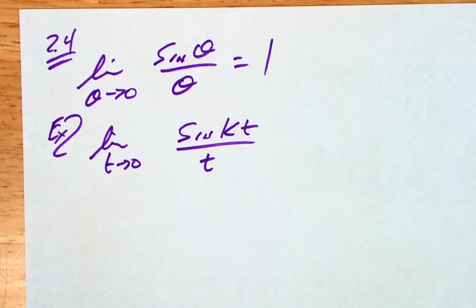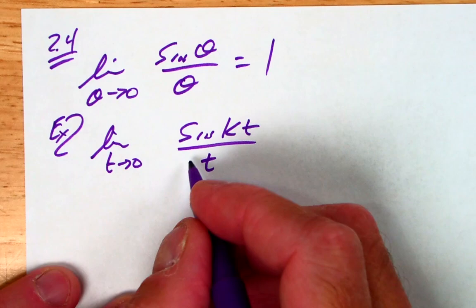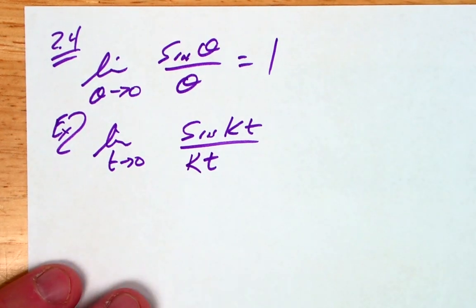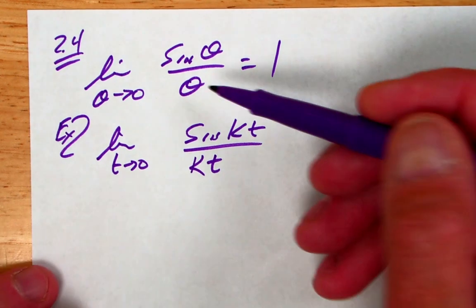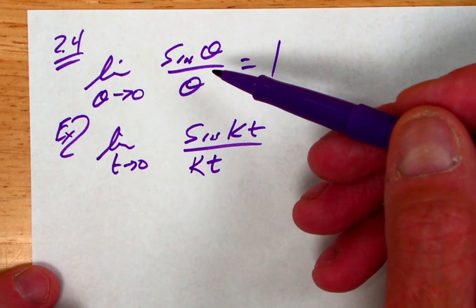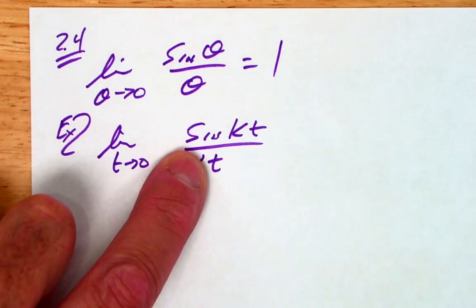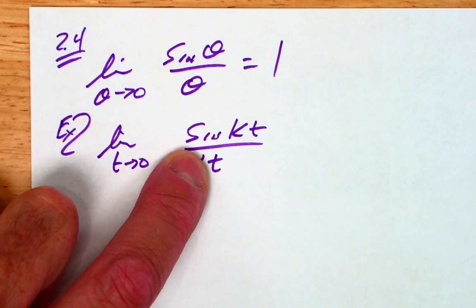Okay? Wouldn't it be nice if this was a k instead? If it was, then we're dealing with the same thing. Okay? But it's not. There's not a k in the bottom. So we've got to think about, if I wanted to put a k in the bottom, I'd have to multiply top and bottom by k.